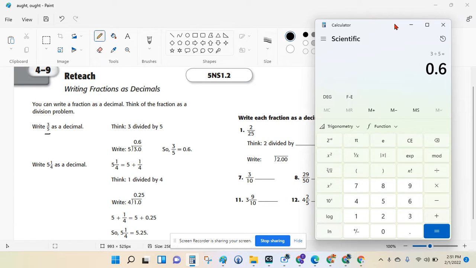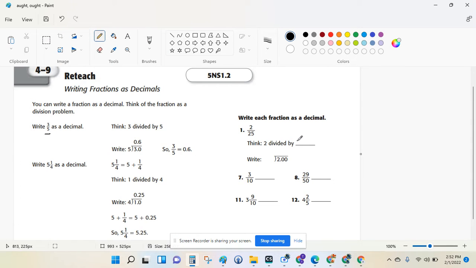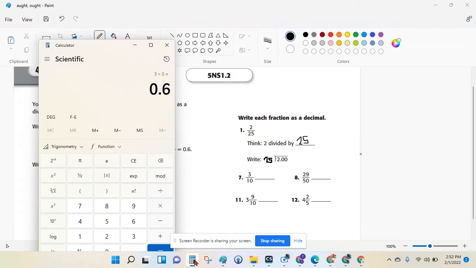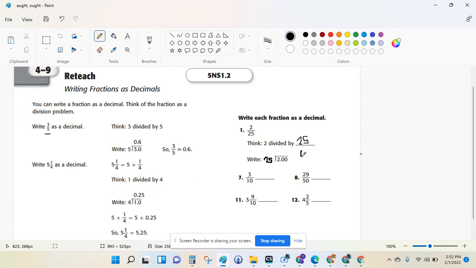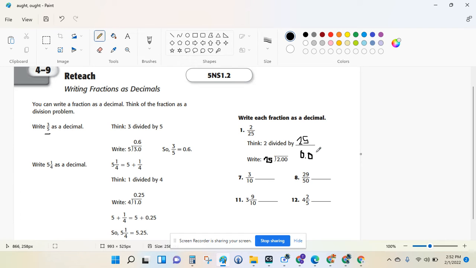Okay, and then if we look over here on this side, it says write the fraction as a decimal: 2/25. It says think divide 2 by 25, so we're going to divide our top number by our bottom number. If we actually did that, we would say 2 divided by 25 here, and we use our calculator. 2 divided by 25 gives us 0.08, or 8 hundredths.